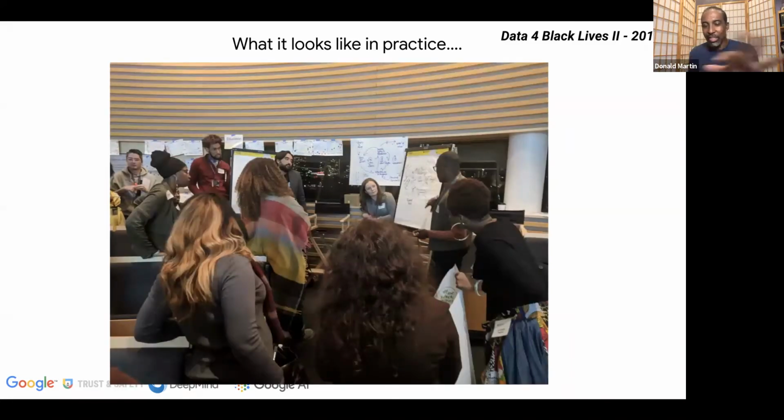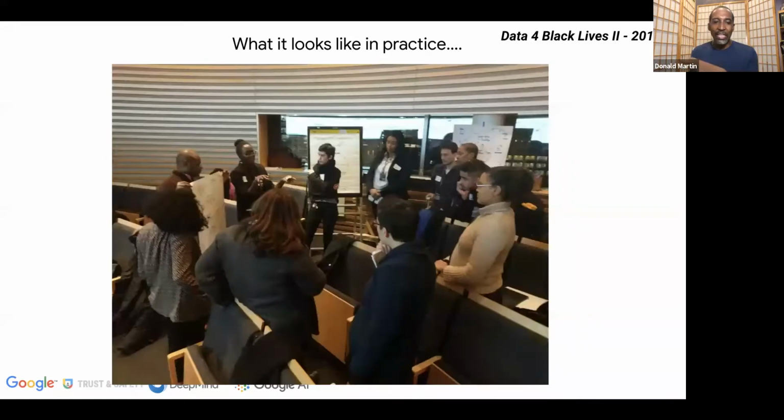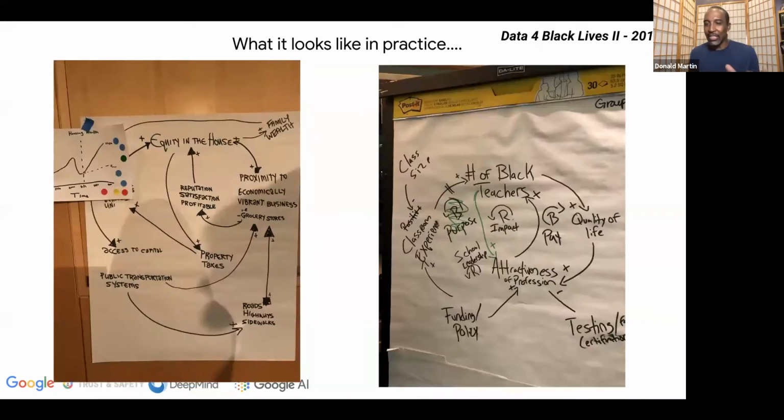This is what it looks like when you get a group of people together to do a group model building exercise, to collaborate and come up with a shared hypothesis and theory about the relevant factors for a given problem. I think in this case we were talking about wealth and income disparities. This is just to give you an idea of what that looks like and some of the artifacts that are generated. It doesn't look pretty in the beginning.